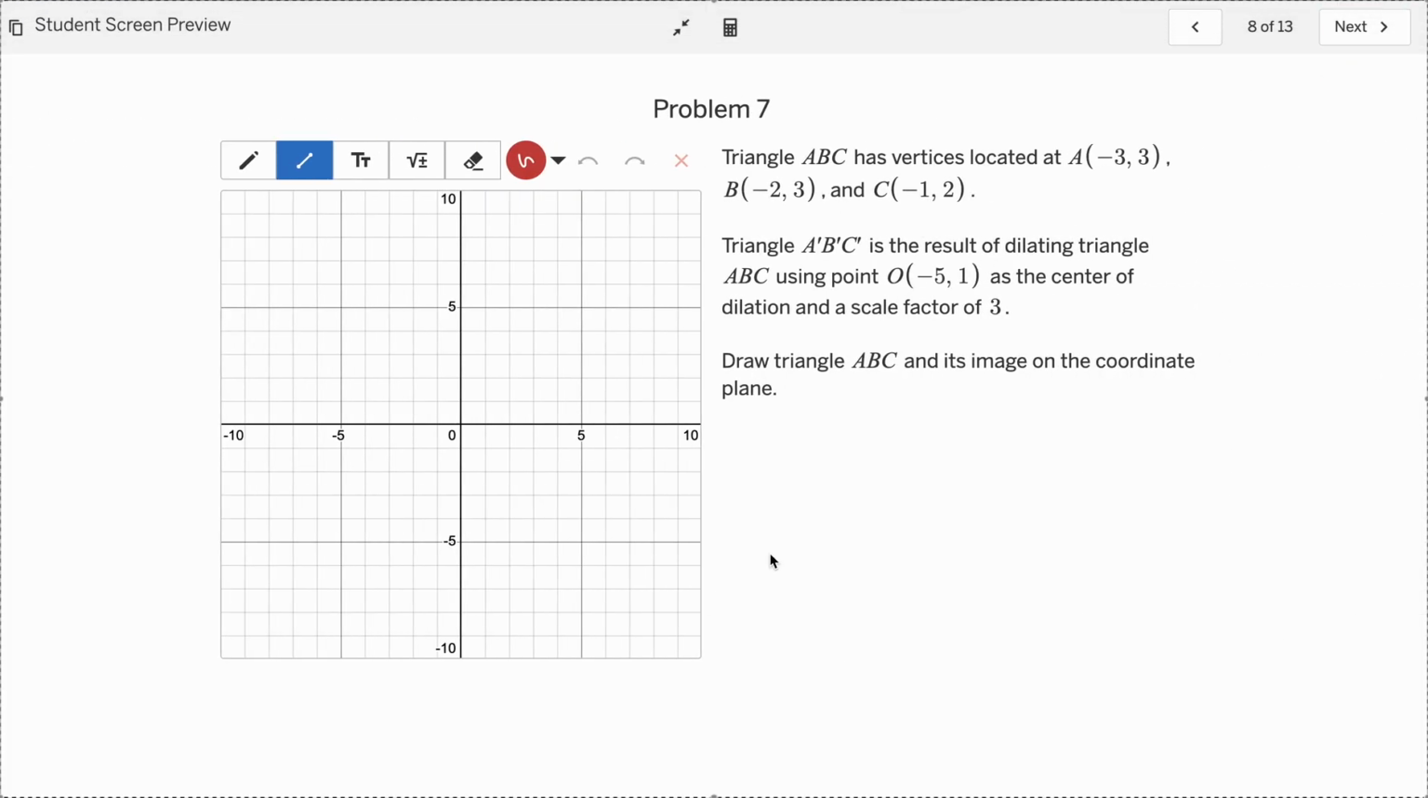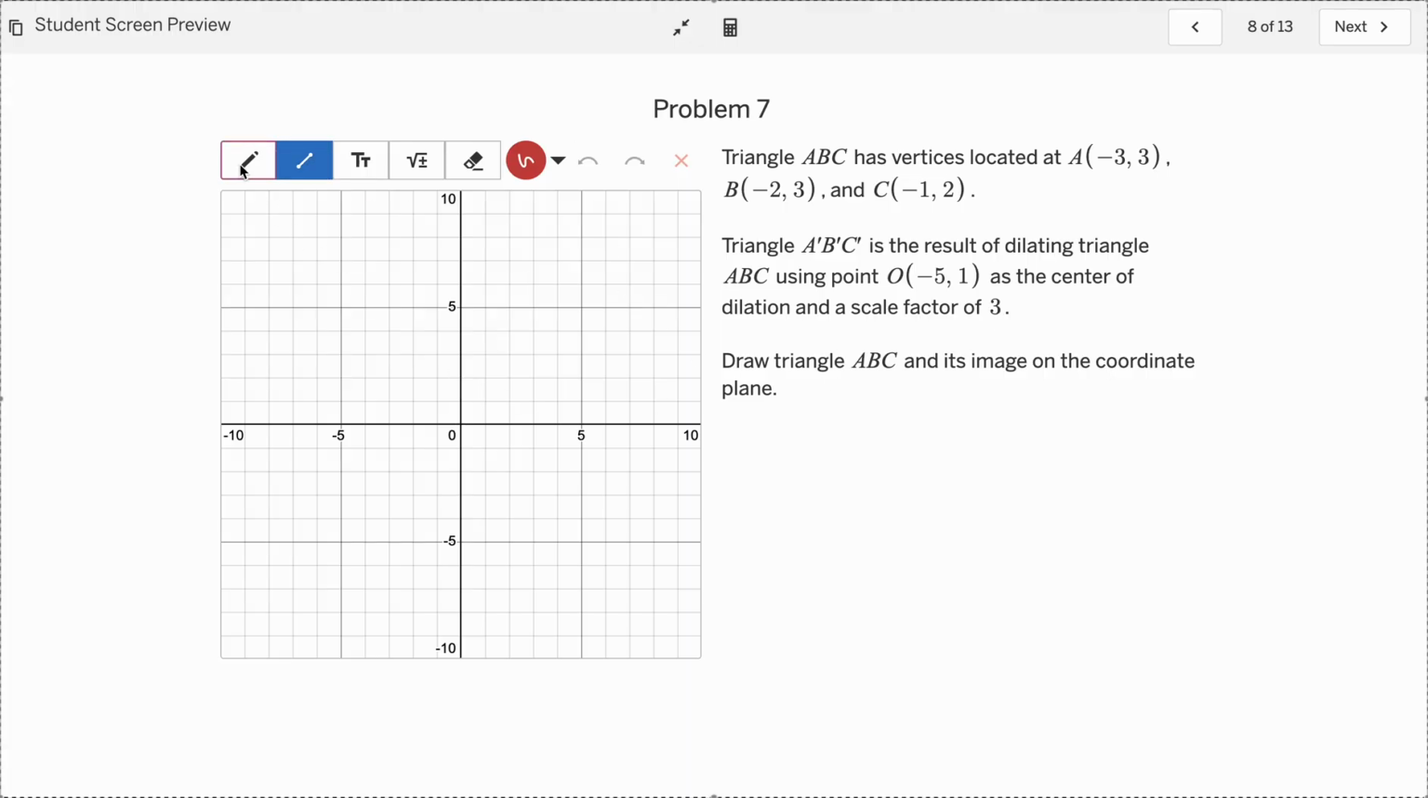Problem 7, triangle ABC has vertices located at -3, 3, -2, 3, and -1, 2. Triangle A'B'C' is the result of dilating triangle ABC using the dilation center of -5, 1 as the center of the dilation and a scale factor of 3.